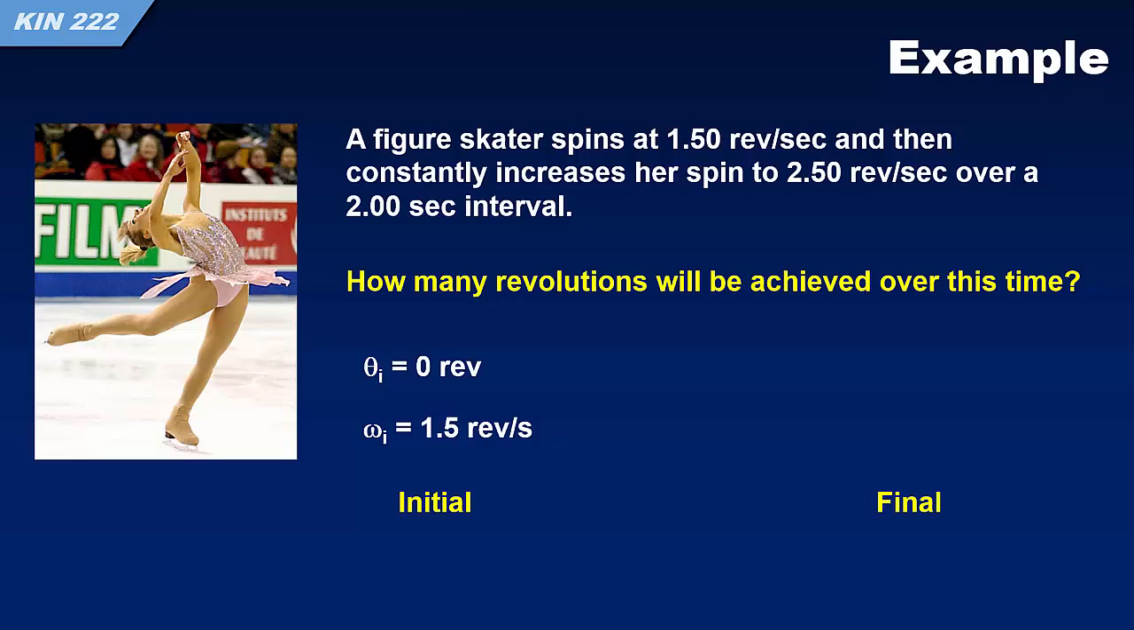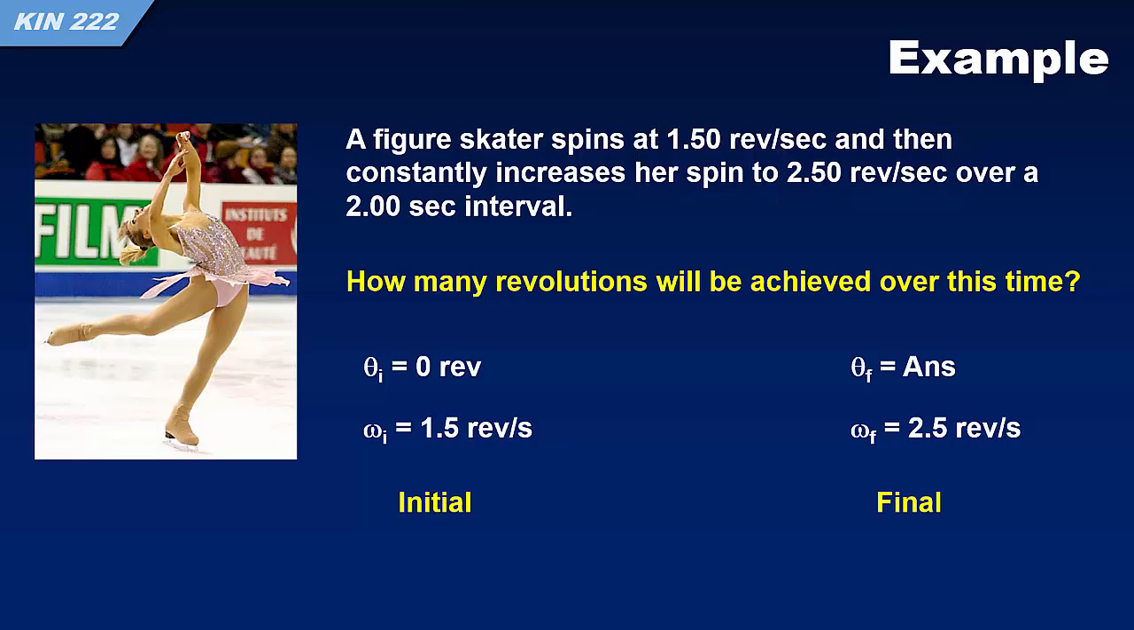The final condition, again, is at the end of that 2-second interval. So when we look at the final angular displacement over that 2 seconds, that's actually what we're looking for. That'll be the answer to the question: the final angular displacement, or how many revolutions she is going to have over that time. In terms of the final angular velocity, the question says that after those 2 seconds she'll be at 2.5 revolutions per second. So that gives us our final angular velocity.